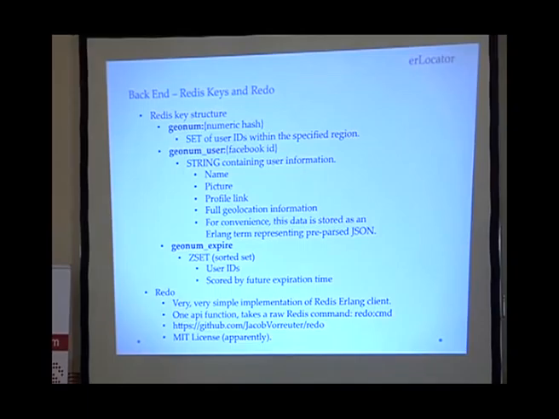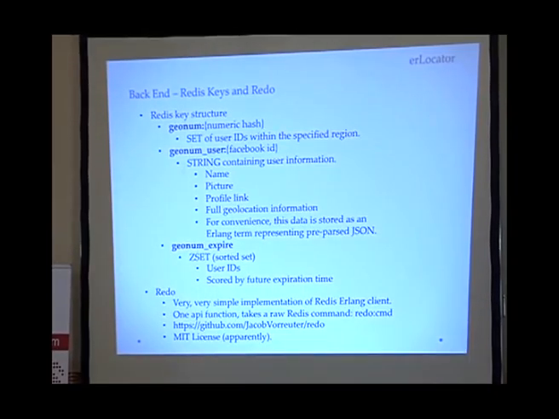So the way we're using Redis in this case, we have three specific keys, and they're very obviously named. We've got geonum with a colon, and then the numeric hash number. That's actually a set of the user IDs that are within that particular geographic location. You've got geonum_user colon followed by the Facebook ID, and that's the data for any user.